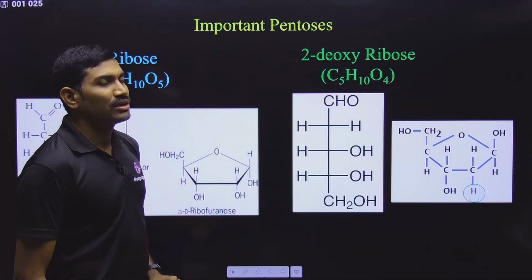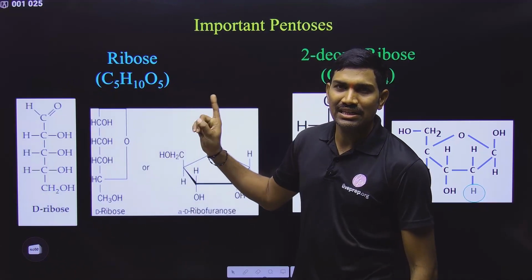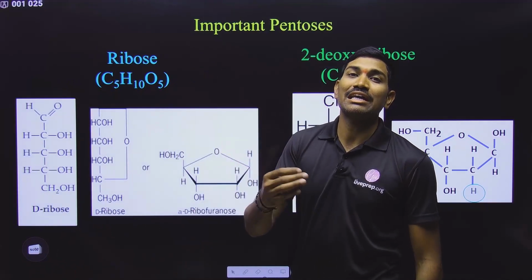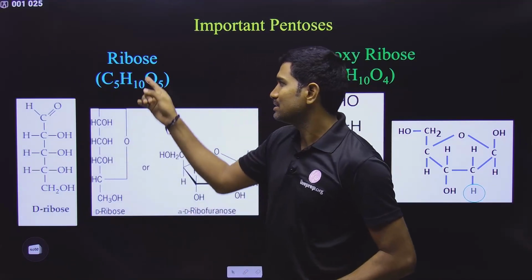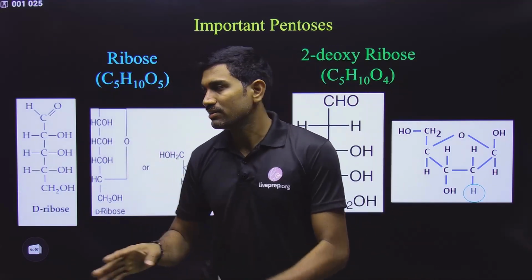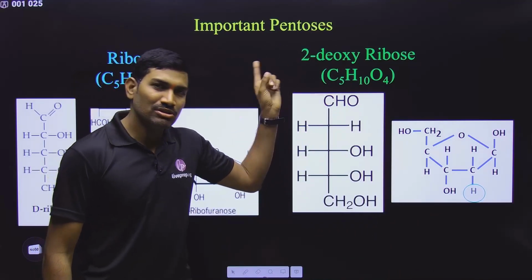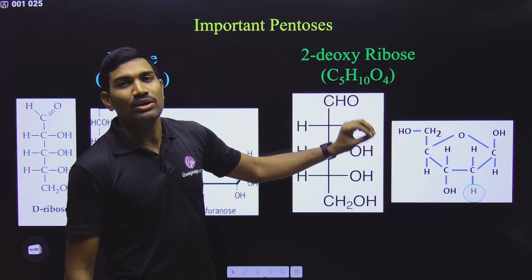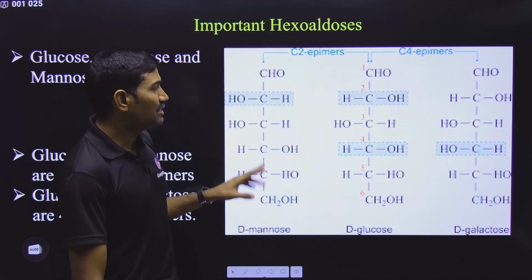Next one, important pentoses. What are the various important pentoses? Ribose sugar. Where are we studying the ribose sugar? Ribose sugar is part of the ribonucleotides. The nucleotides which are forming RNA always have this ribose sugar. Whereas 2-deoxyribose is also a pentose sugar, and this sugar is present in nucleotides that are part of DNA. So these are some standard and important examples.